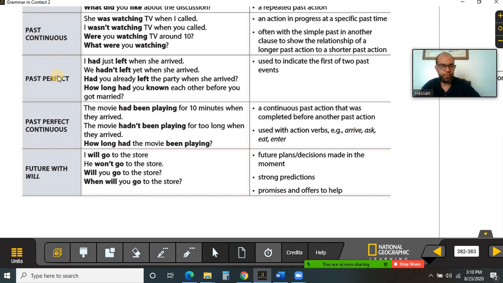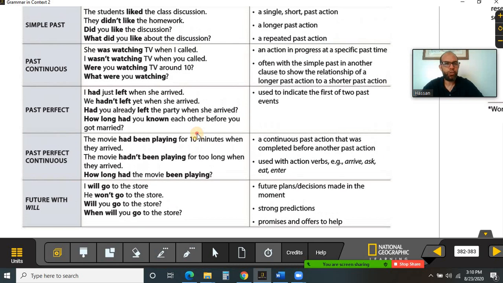The difference between past perfect and past perfect continuous is that in the past perfect continuous, the action is a longer action. It's in progressive form. So, the movie had been playing for 10 minutes when they arrived. Okay? Had been playing for 10 minutes when they arrived. And the movie hadn't been playing for too long when they arrived.